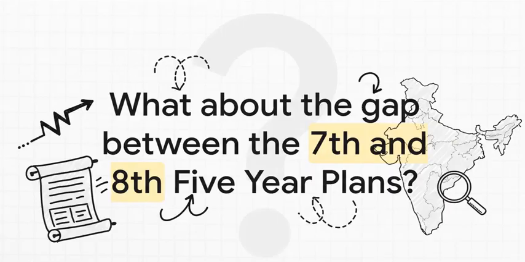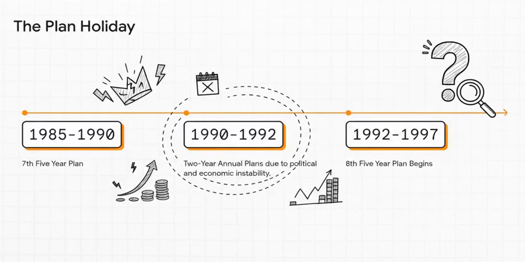And see, they don't just stick to the basics. This next question gets a little more specific, digging into the interruptions and the little details of India's planning history. So here's exactly what went down. Because of a bunch of political instability and economic changes, India actually had to hit pause on the 5-year plan model. For 2 years, they just used annual plans instead. Knowing about these plan holidays is one of those key details that really separates the people who are truly prepared.